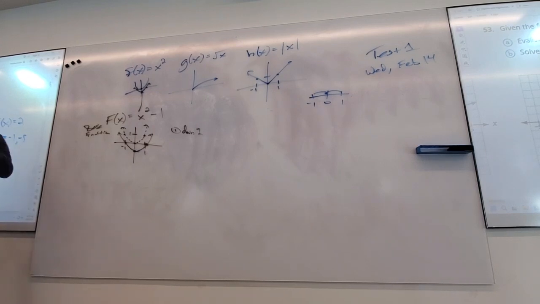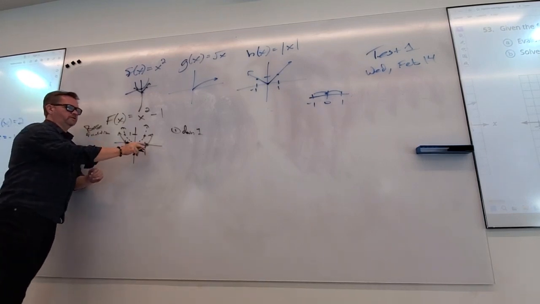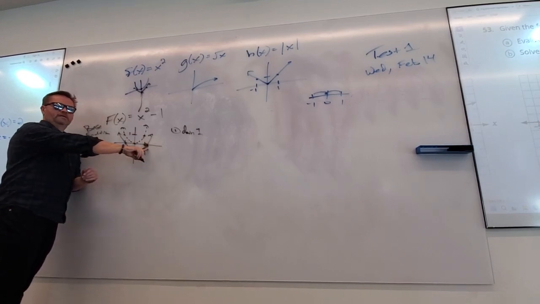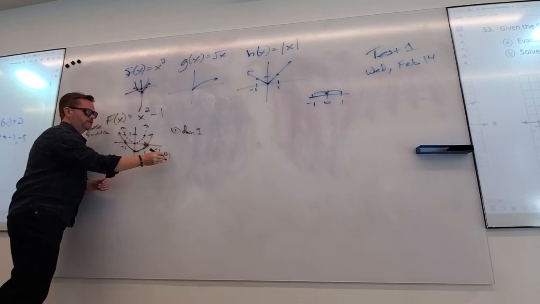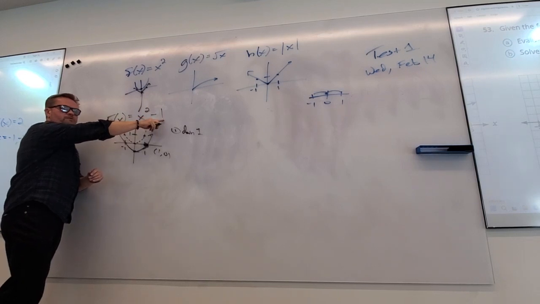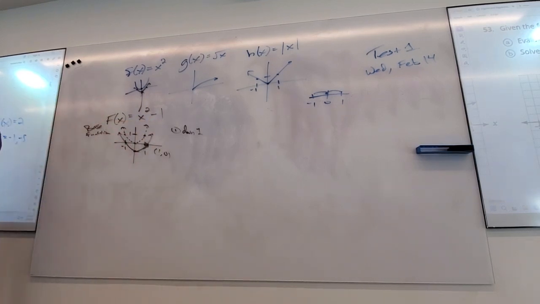So let's test it. What's one point that my new function goes through? 1, 0. So it goes through the point 1, 0. When I put a 1 in, what do I get? 1 minus 1? 0. So you can always check your work by just picking a point and plugging it in.